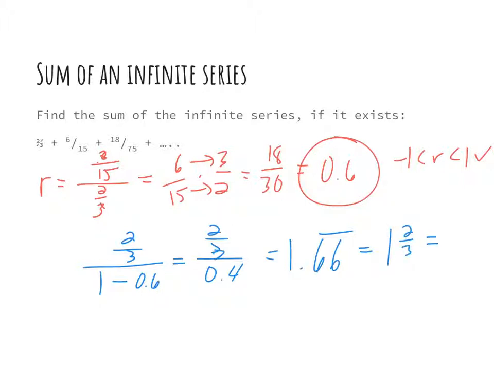And if we want to write it as a single fraction, we are going to say that 5/3 is our sum. Okay, so this series, 2/3 plus 6/15 plus 18/75 forever and ever and ever, will add up to 5/3.